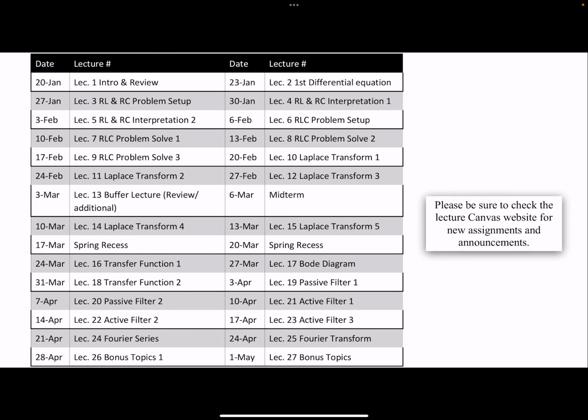Here is a tentative plan of what we will cover in each lecture. Again, consider this tentative. For example, lecture number 1 is just intro and review, and in lecture number 2 we are going to talk about the first order differential equation, not the first differential equation. This comes from a circuit which is just an RL or an RC circuit.